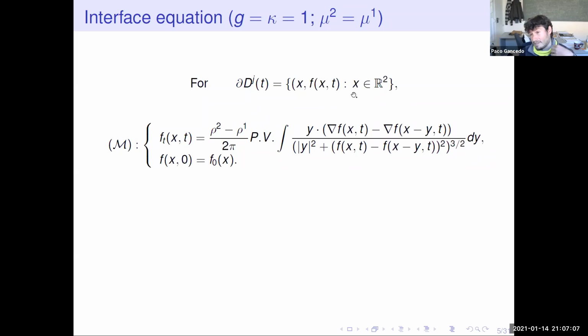So I'm considering a 3D problem between two fluids, so I have a graph, and X is in 2D, okay? Good, so it's not straightforward. So with some cancellation and some tricks, you can get this interface equation, okay, for Muskat.